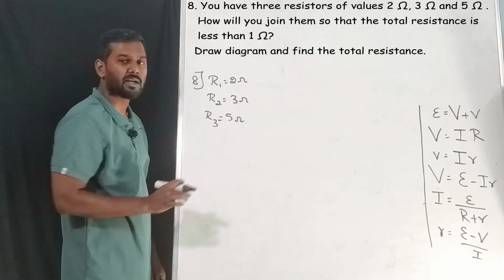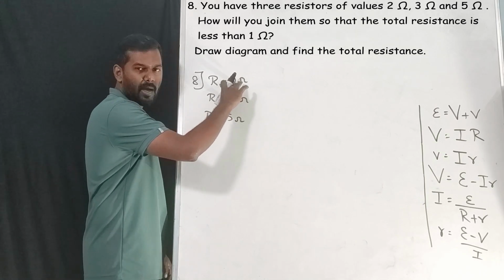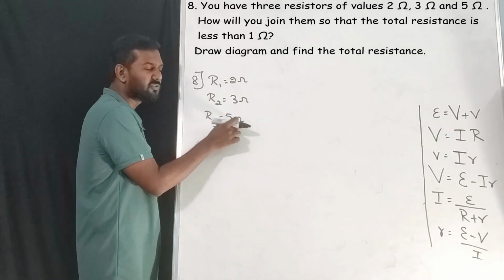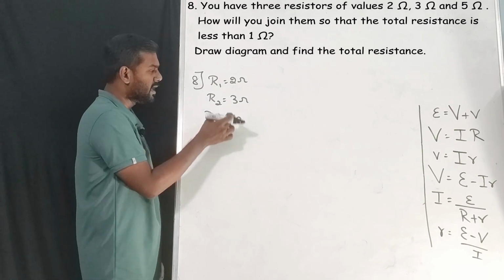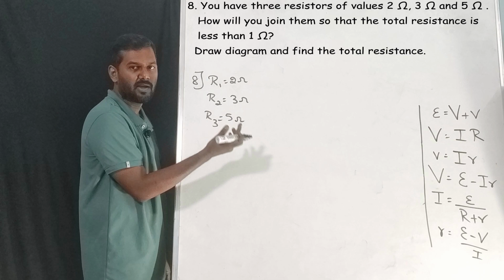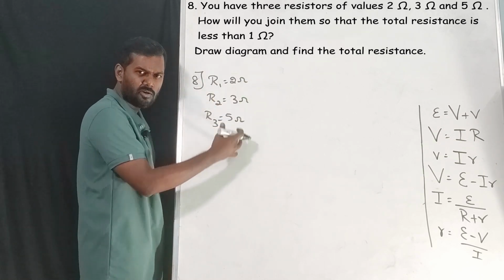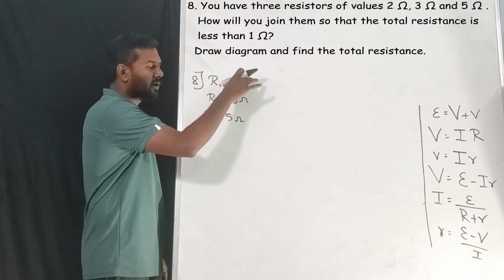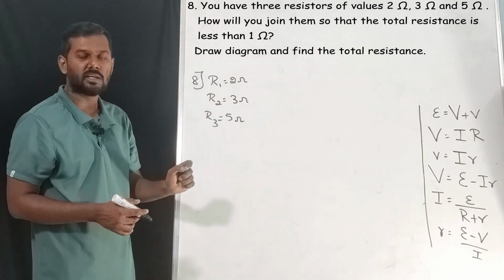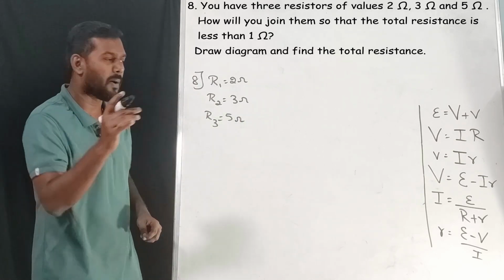Assume these two are connected in parallel and this is in series with them. Then whatever answer we get, we have to add that. If we add, the answer will definitely be more than 5, correct? Because the last value is 5. So for any combination, 2 in parallel and 1 in series, you will get an answer more than 1 only. So we are not going to use series connection here. All of them are connected in parallel.